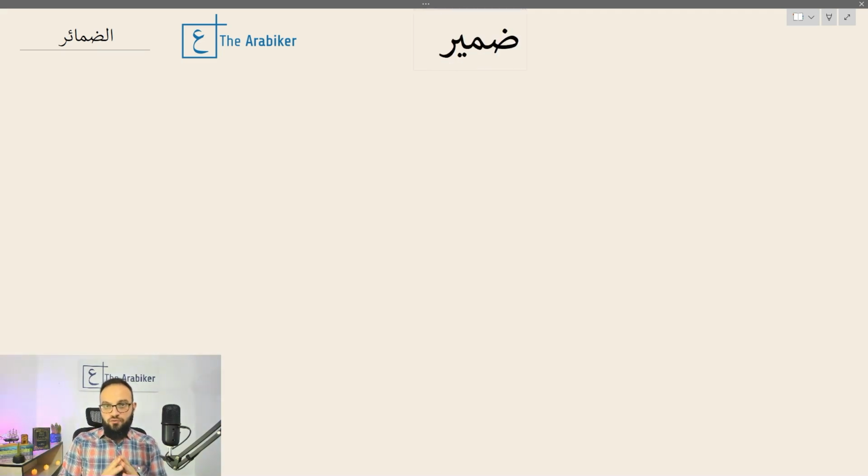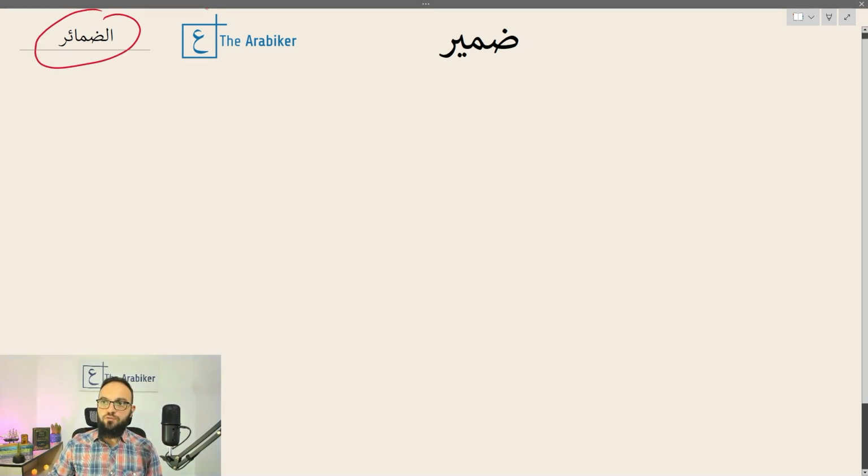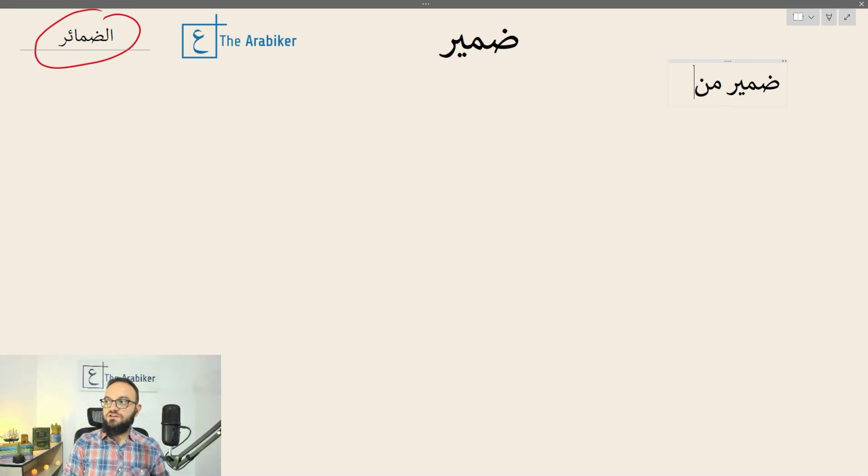A pronoun in Arabic, by the way, is called damir. And the plural of this word is actually what you see here in the top left corner, dama'ir, pronouns. So the first type that we will talk about here is called damir munfasil, separate pronoun, which in basic Arabic sentences will correspond to subject pronouns.